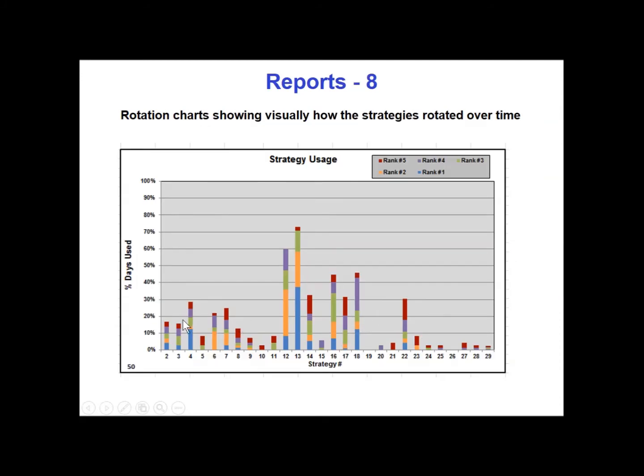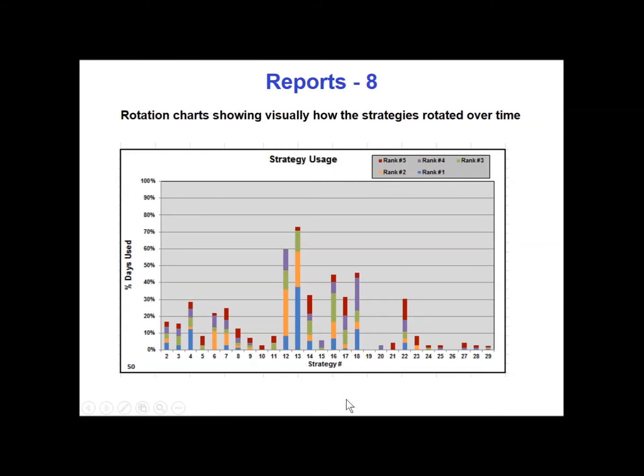Then there's some graphs that show how things changed. We have down here the strategy number. Remember, I have to use numbers a lot because you can't make a label easily with what the user can put in there.